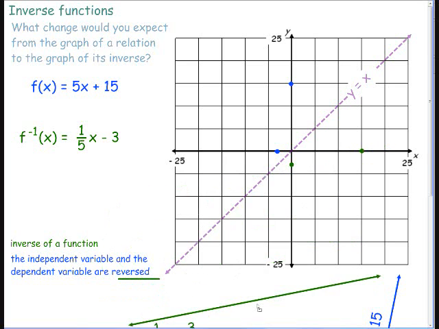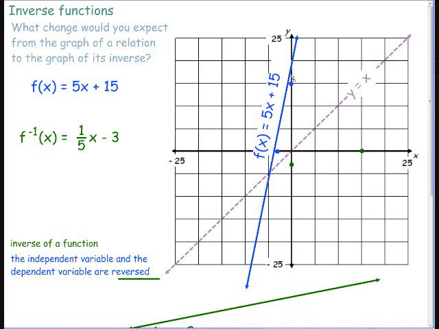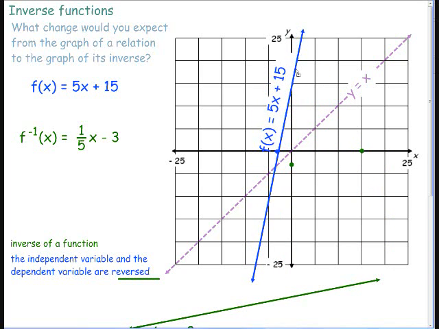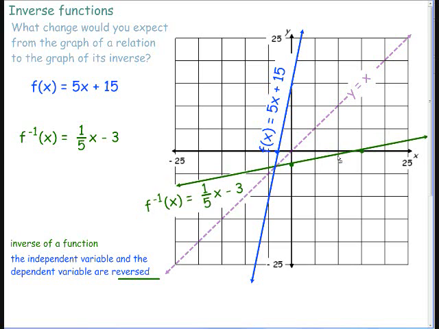Here is the original one first. This is what we started with. Does that look right? It has a y-intercept of 15. These are 5 by 5 grids. And it's got a slope of up 5 over 1. So over 1, up 5. That works. For the inverse function, it's got a slope of 1/5, so a very shallow but still positive slope, and it's got a y-intercept that is negative.